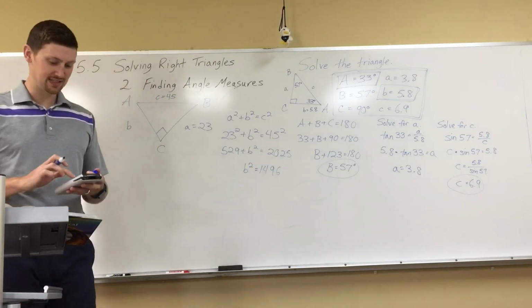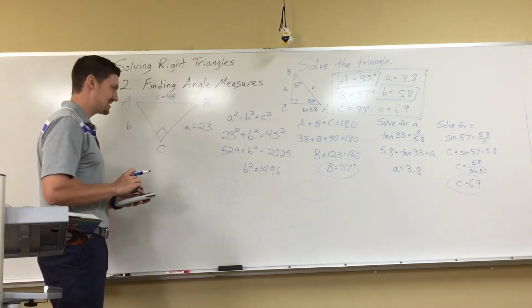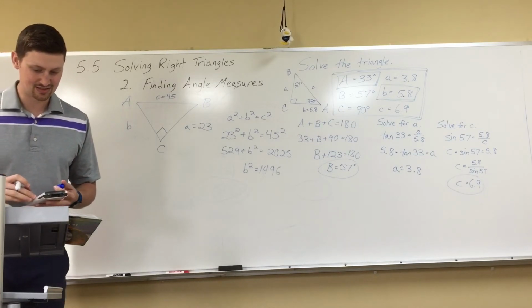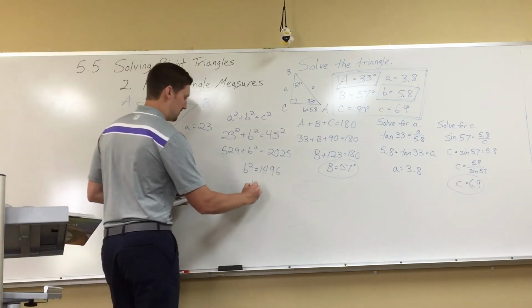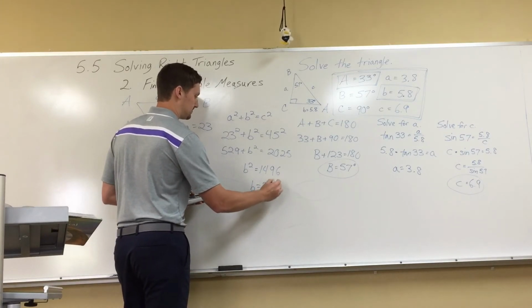1496. Let's see if it comes out even. Take the square root of our answer. 1496. It does not. B equals 38.678. And that's okay, round to the nearest tenth. B equals 38.7.